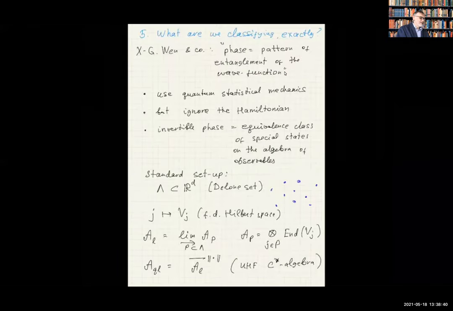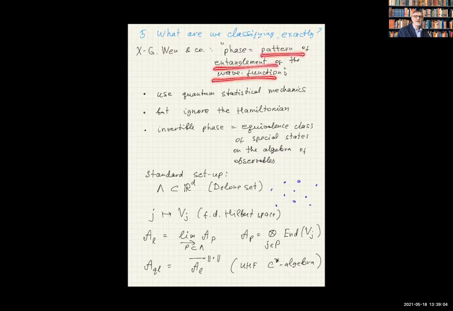So the key question though is, what are we trying to classify exactly? Here I'd like to advocate the viewpoint that Lukasz was describing, which was formulated as a slogan by Xiao-Gang Wen and collaborators in his book, Quantum Information Meets Quantum Matter. It may be hard reading for a mathematician, but I found it very useful. The slogan is that a quantum phase is a pattern of entanglement of the ground state wave function. And you don't need to know the Hamiltonian. The important thing is just the ground state itself.